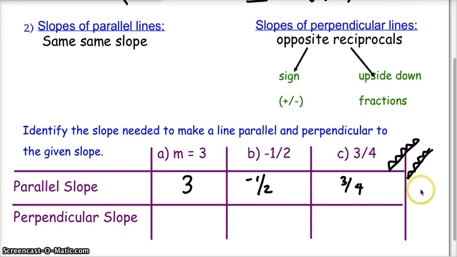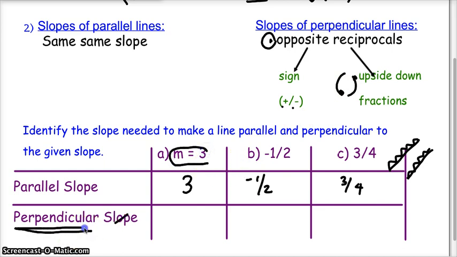The slopes of perpendicular lines are a little bit harder. It needs two conditions. They need to be opposite, meaning one positive, one negative, and they need to be reciprocals. This is when you flip a fraction upside down. So for instance, if we had a slope of 3 and I wanted you to talk about the line that is perpendicular to a slope of 3, think about 3 as a fraction. It's a positive 3/1. So its opposite would be a negative and its reciprocal would be a 1/3.